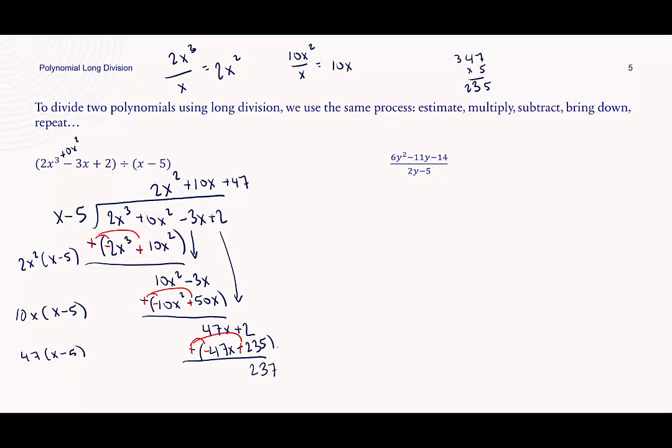So that nice one previously worked out. We had no remainder. Perfect. This one has a remainder of 237. Do you remember how to write it with the remainder? So we take the quotient, 2x squared, plus 10x, plus 47, plus the remainder, 237, over x minus 5. Beautiful.